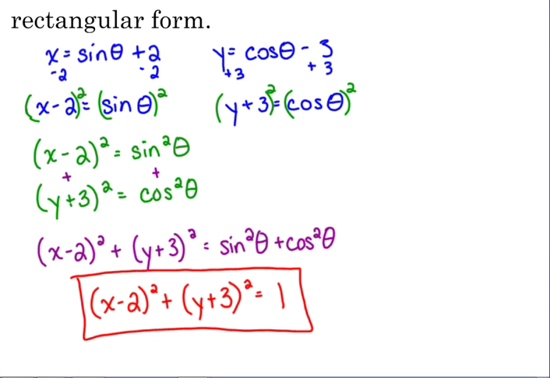Now, we just got done with our conic section unit. What is that the equation of? A circle. This is a circle centered at +2, -3 with a radius of 1.